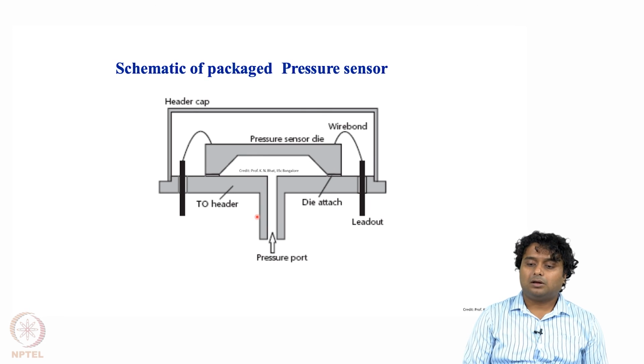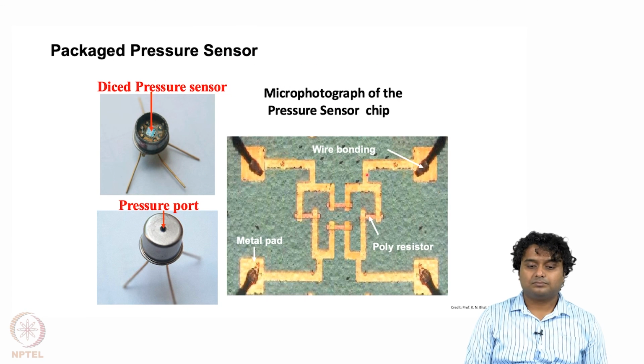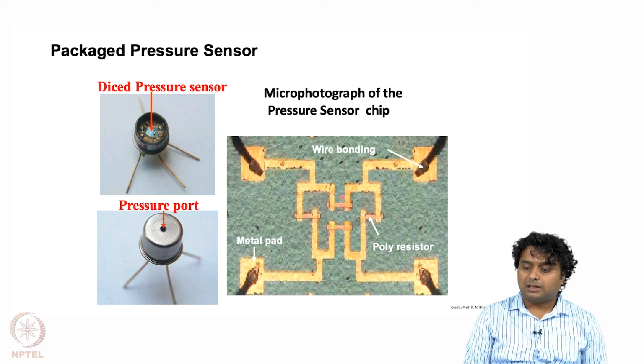And then we will package the device. This is the schematic of the packaging, and there we have put a header cap so that if air or moisture is harmful for our device, we can remove the air or moisture from this part, package it under vacuum, and take the leads out for our applications. And this is the final packaged device, made by Professor Ken Bhatt in IISc Bangalore and also in IIT Madras. There you can see the actual photograph of the pressure sensor.